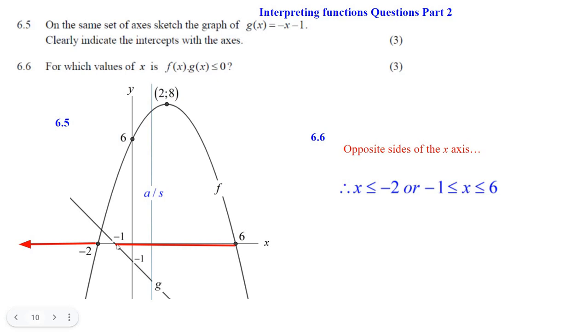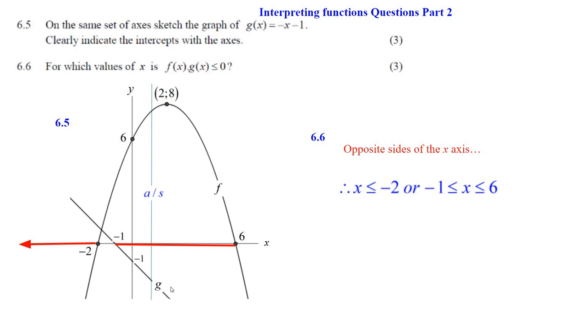Where else does it work? Well, at minus 1, y is 0. Well, that satisfies the deal. It's equal to 0. So minus 1 works. Does it work a little bit to the right of minus 1? Oh, yeah, because g will be negative, but f will be positive. In fact, it keeps working. Positive, negative, but something happens at 6.